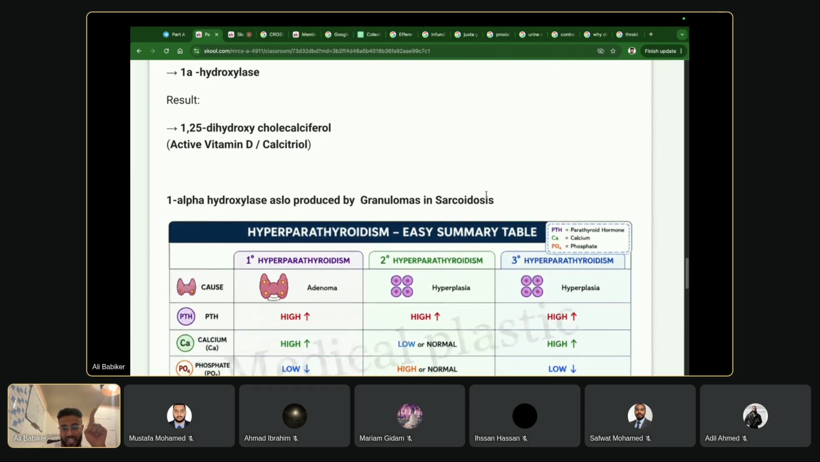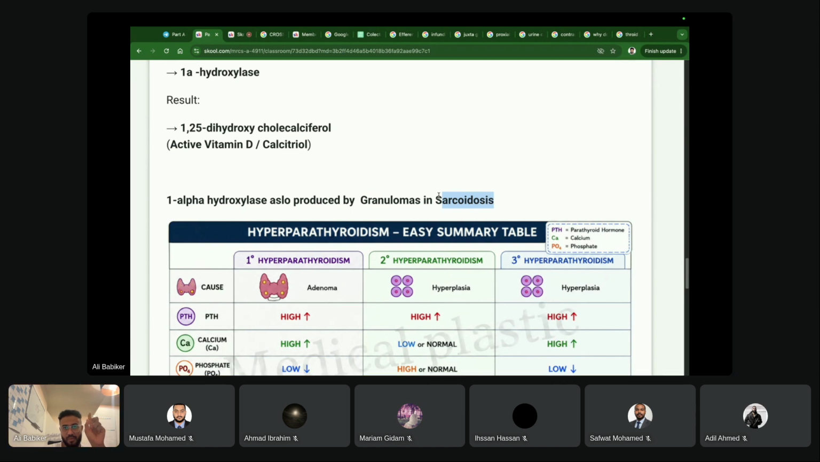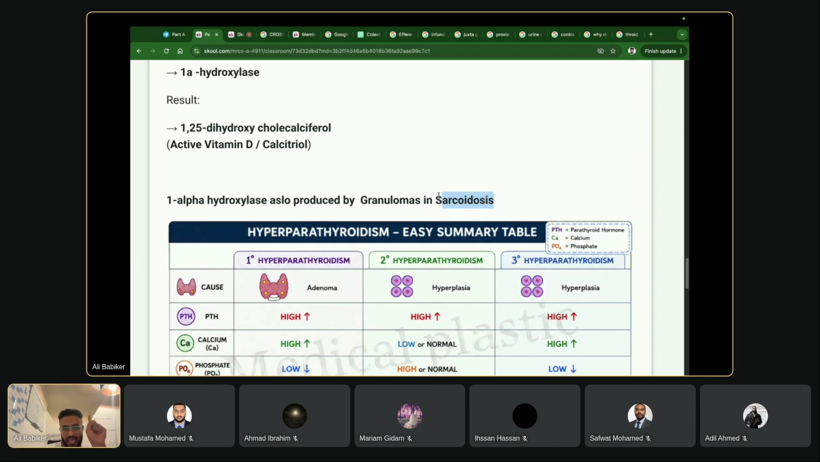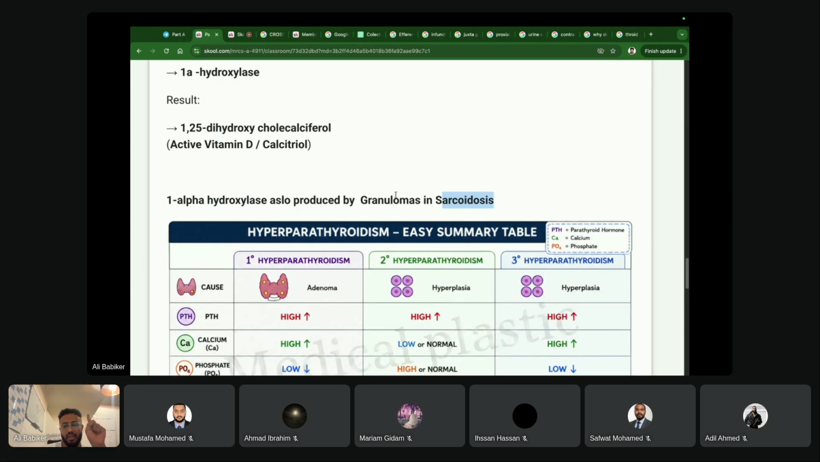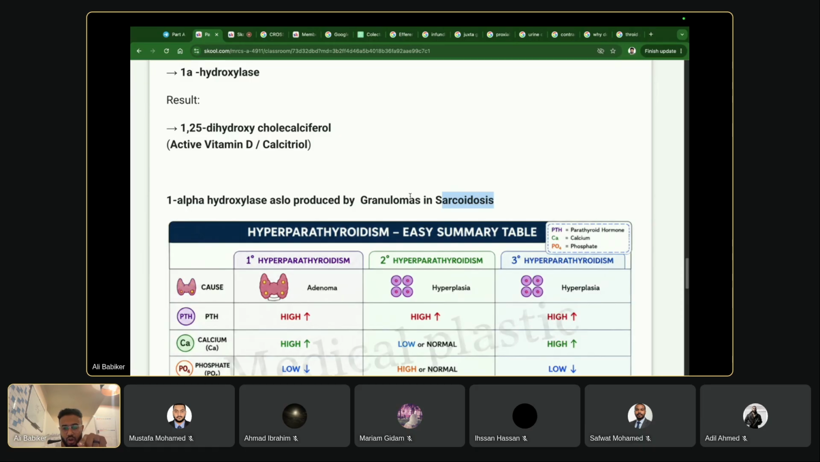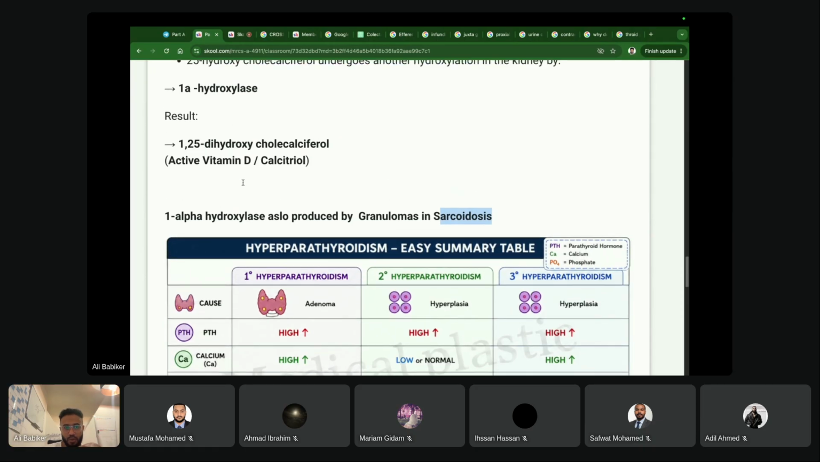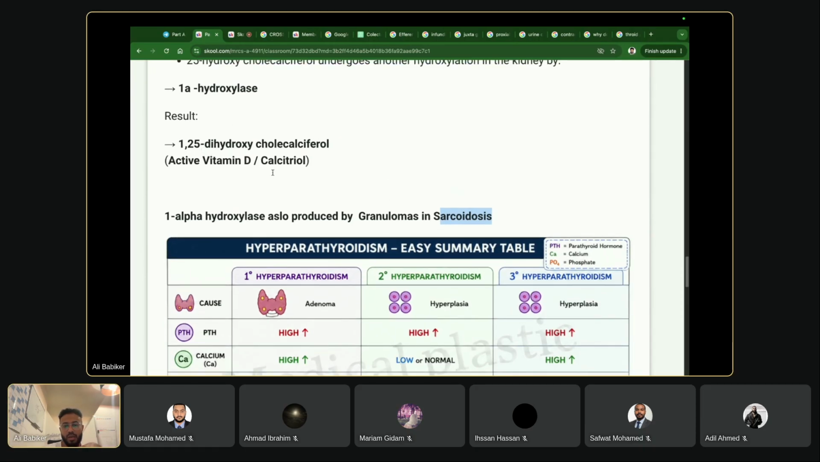I told you before that sarcoidosis increases the calcium. How? Sarcoidosis increases the calcium through 1 alpha hydroxylase, because the granuloma in sarcoidosis will produce 1 alpha hydroxylase, and 1 alpha hydroxylase will increase the vitamin D.